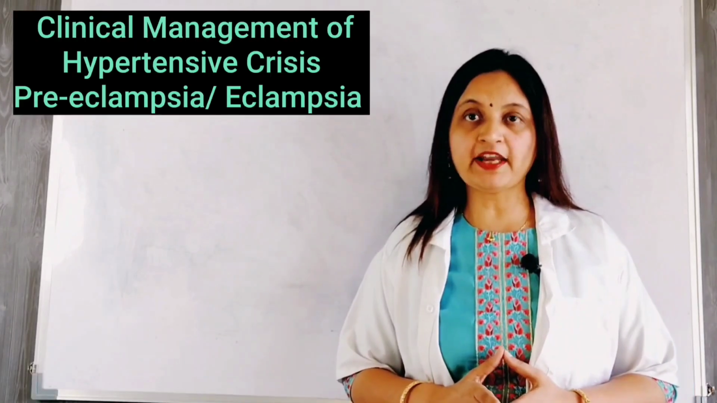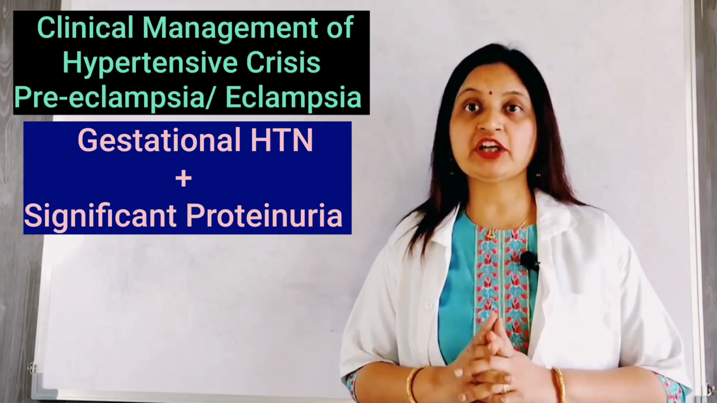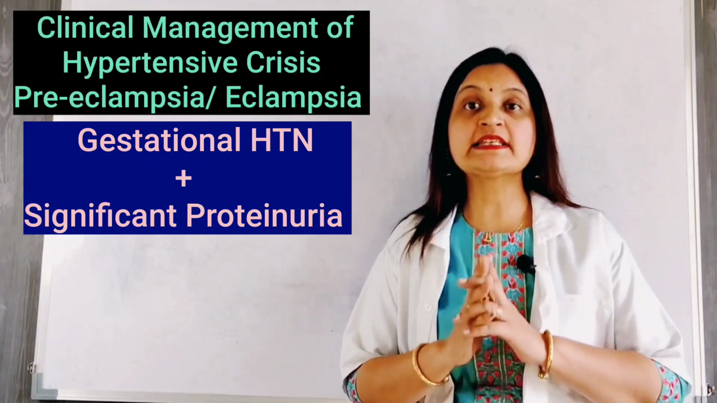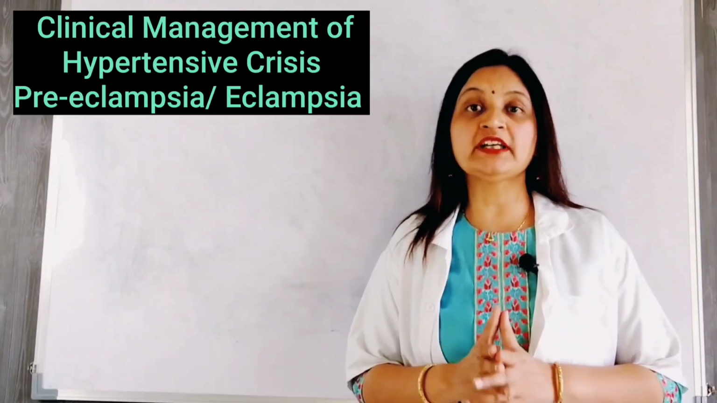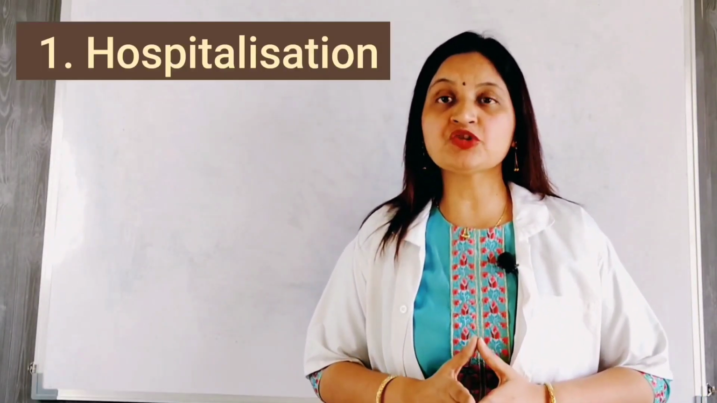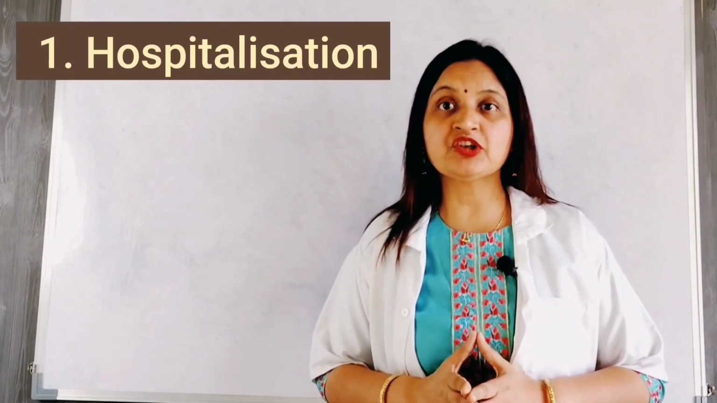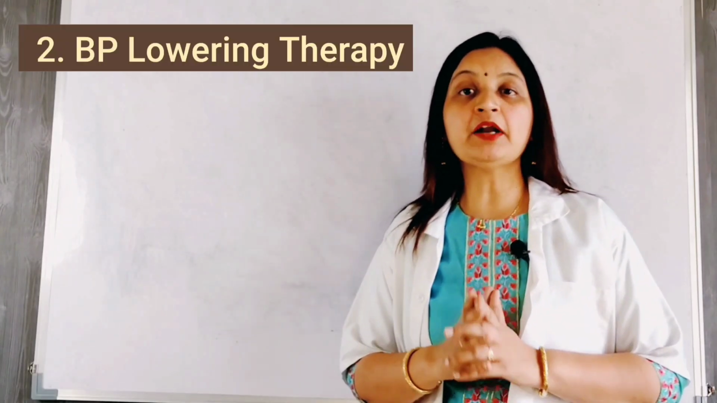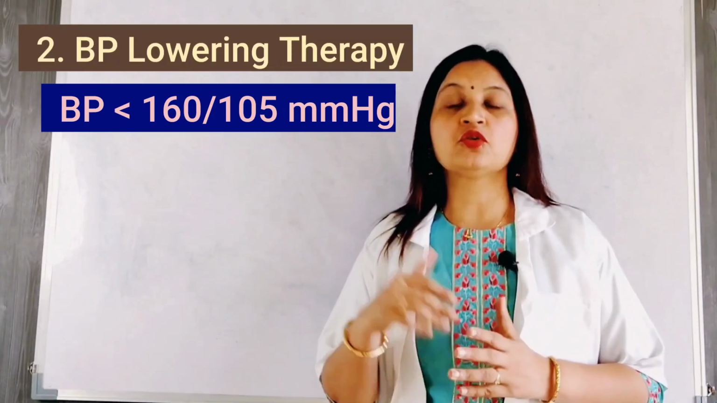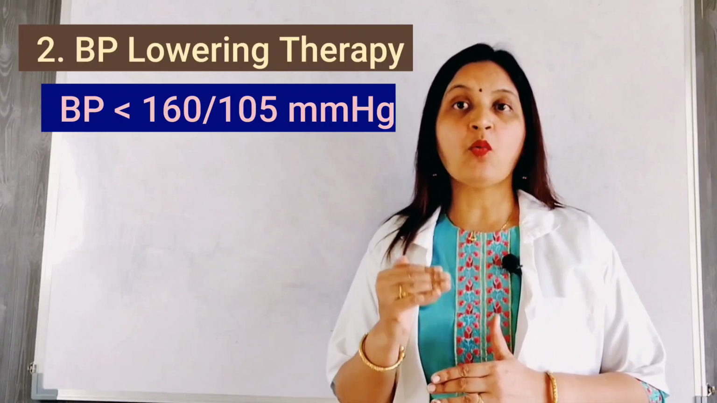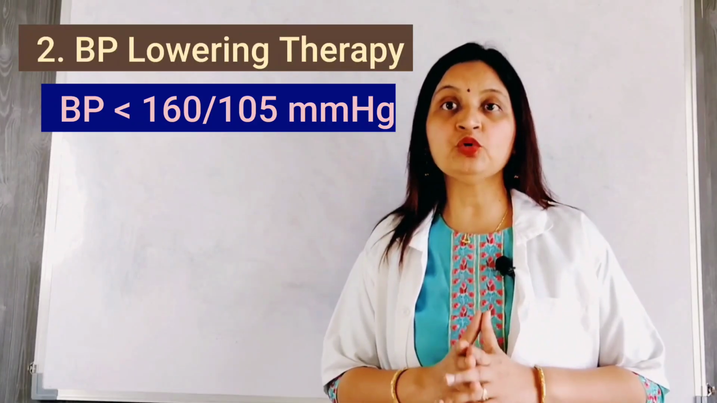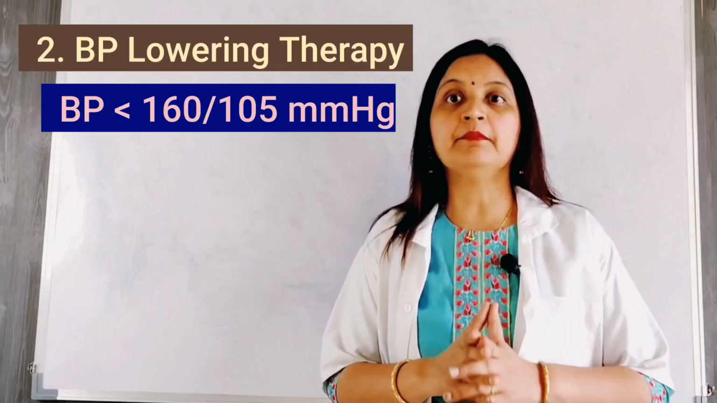Next, we move on to the clinical management of hypertensive crisis, which includes preeclampsia or eclampsia. Here, gestational hypertension is associated with significant proteinuria with associated visual disturbances and hemostatic disorders. Firstly, hospitalization of the patient is necessary for immediate blood pressure control and monitoring. Second, blood pressure lowering therapy is essential and blood pressure monitoring is needed. The blood pressure should be lowered to less than 160 by 105 mm of mercury to prevent the occurrence of acute hypertensive complications in the mother.